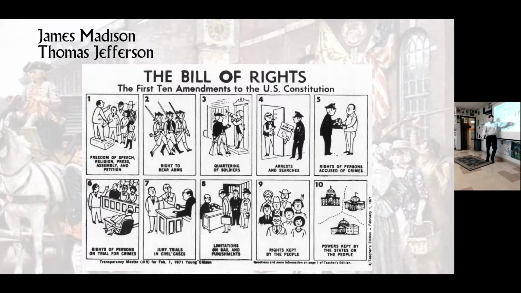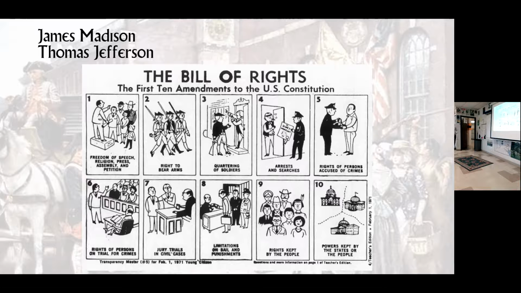No illegal search and seizure, due process for people accused of a crime, right to trial by jury, limitations on bail and punishment. People and states have rights. These basic things, you've seen these, right? It doesn't tell the whole story.